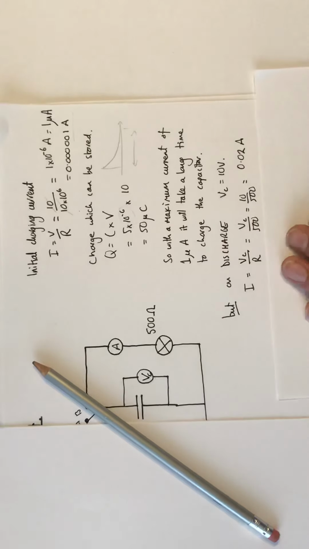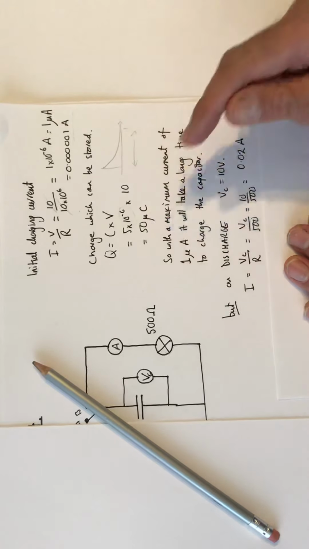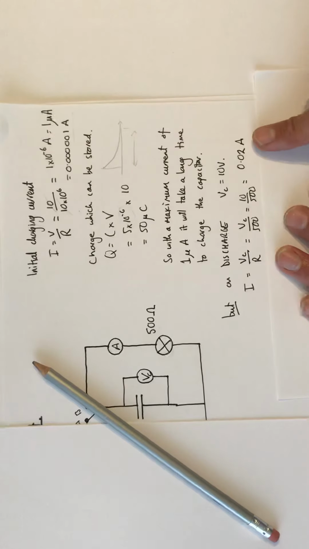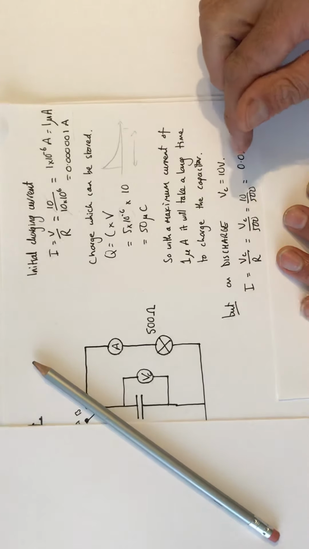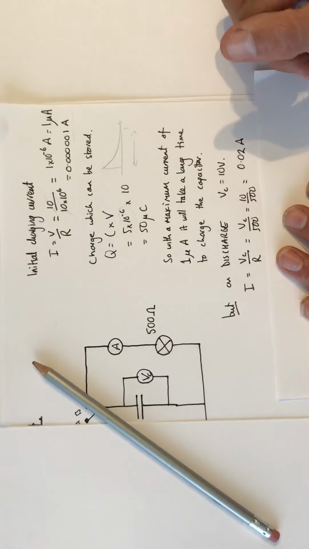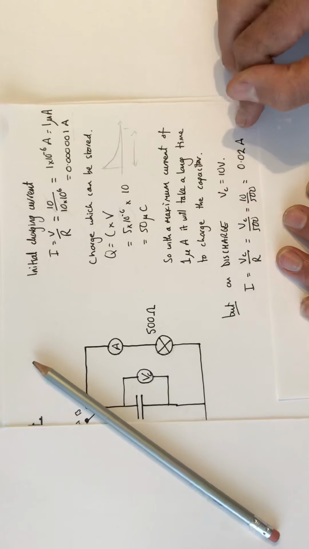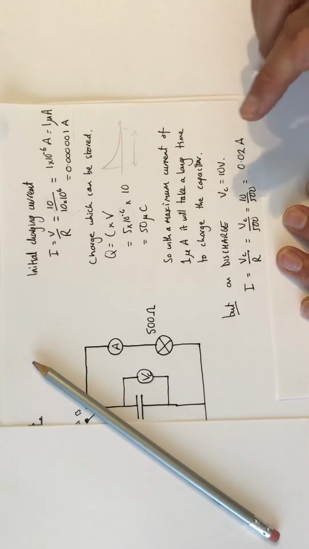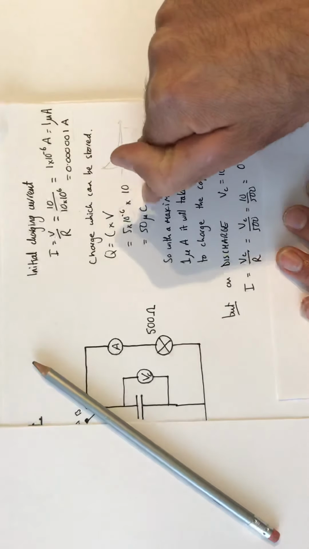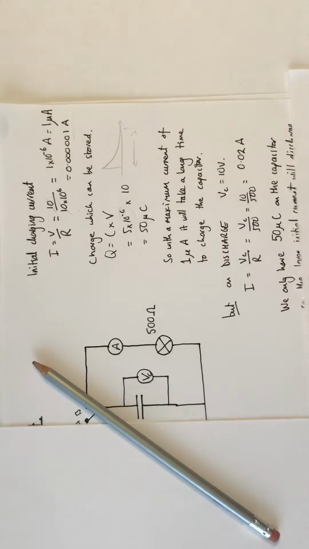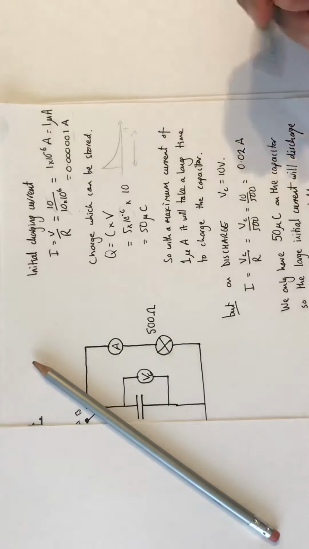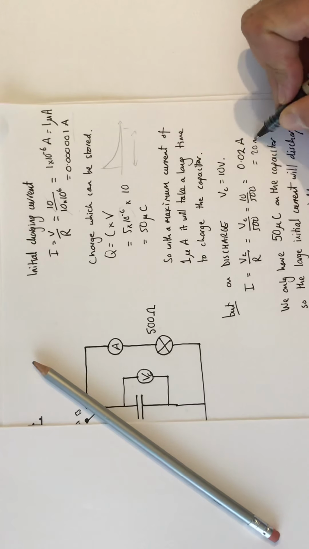Now, I've only got 50 microcoulombs on there. 0.02 amperes implies that in 1 second, I'm going to get 0.02 coulombs flowing. Charge equals current times time. So in 1 second, the charge equals the current. So basically, so much current is flowing compared to that, it's going to discharge in hardly any time. So we've got only 50 microcoulombs on the capacitor, but we've got 20 milliamps flowing.